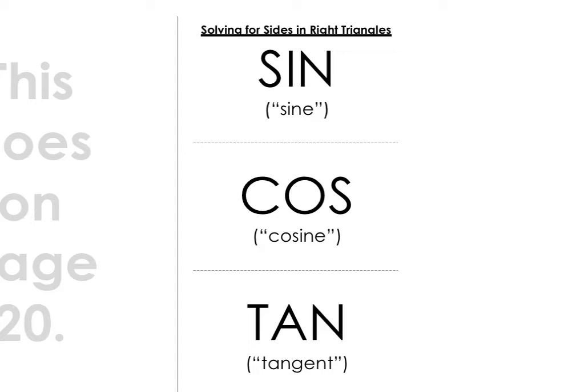Sine, like I said, is the opposite over the hypotenuse. On the right hand side, when you fold your paper, you see SOH, which you pronounce as "so," and that's a way to remember that it's opposite over hypotenuse. So sine is equal to the opposite over the hypotenuse side.